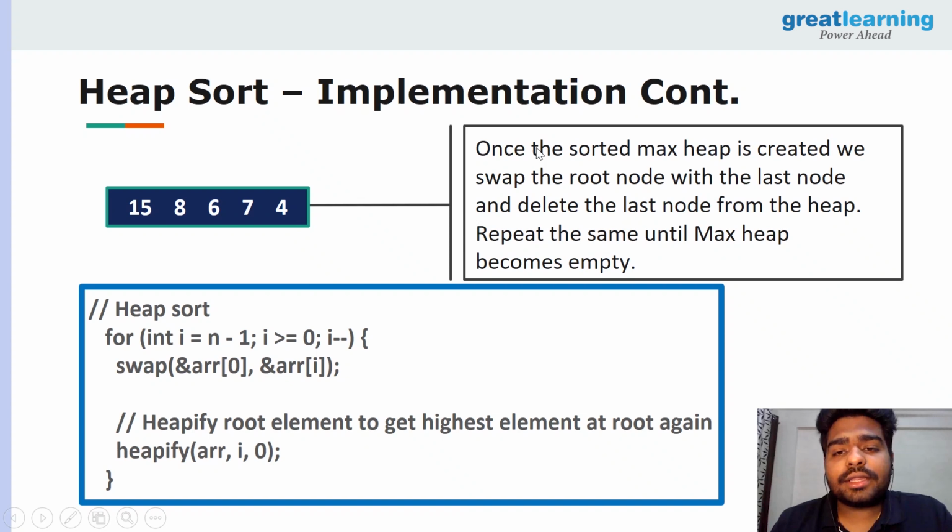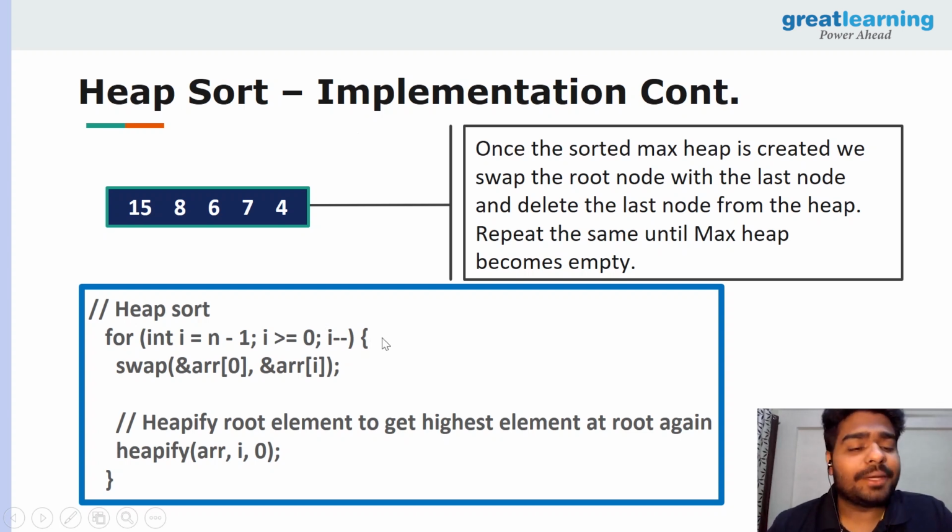Okay. Now, once the sorted max heap is created, we swap the root node with the last node and delete the last node from the heap. Repeat the same until the max heap becomes empty. So what are we going to do? i equal to 5 minus 1, which is 4. 4 is greater than or equal to 0, which is true. Swap arr[0], that means arr[0] is 15, with arr[i], which is arr[4], which is 4. Swap it. 4 will come here, 15 will come here, 15 is sorted, make it red, right?